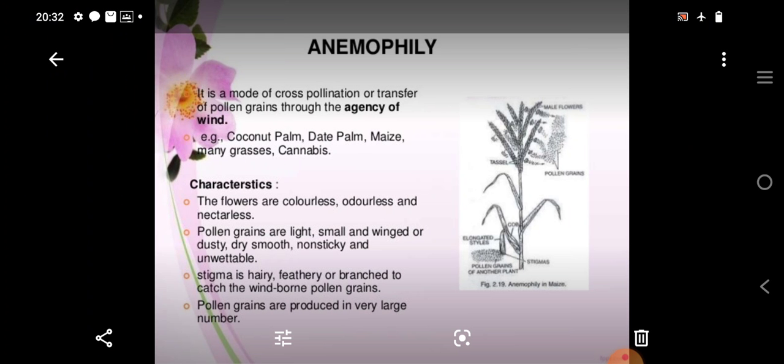Okay, second, the pollen grains are very light, small, winged or dusty, dry, smooth, non-sticky and unwettable. Means since the pollen grains have to fly in the air, they are very light in weight, they are small sized, and they are winged because they have to fly. Sometimes they are dusty, dry and smooth, non-sticky, and unwettable, means water cannot destroy them.